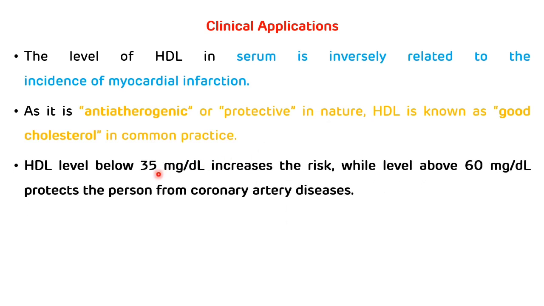HDL level below 35 mg per deciliter increases the risk of myocardial infarction, while a level above 60 mg per deciliter protects the person from coronary artery disease as well as myocardial infarction. So that is regarding the clinical applications of high density lipoprotein.